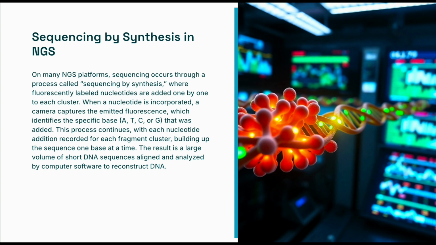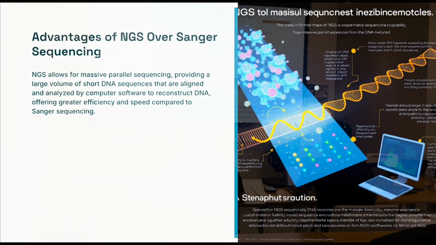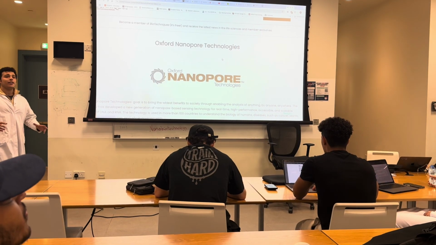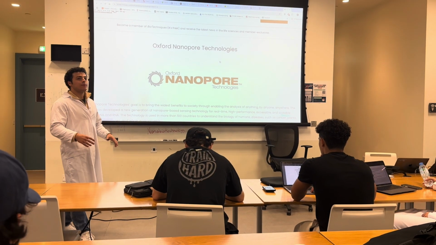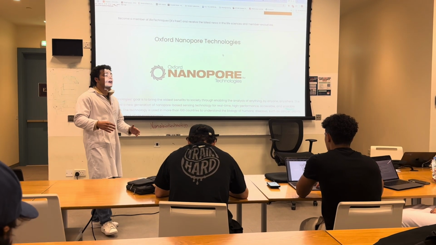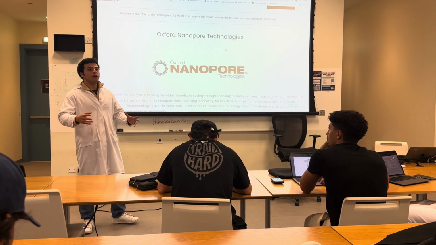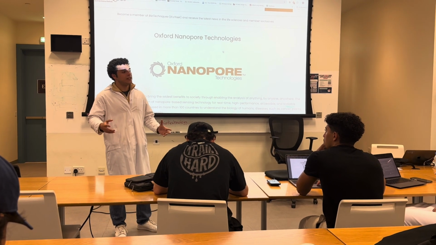The result is a large volume of short DNA sequences that can be aligned and analyzed by computer software to reconstruct the original DNA sequence, offering greater efficiency and speed compared to Sanger sequencing. So this high throughput sequencing technology has made it possible to sequence entire genomes very quickly, which opens up countless possibilities across various fields. So we'll now be looking into the uses of NGS DNA sequencing.